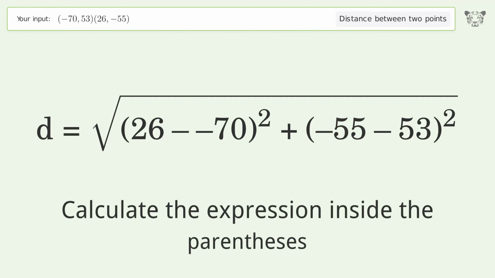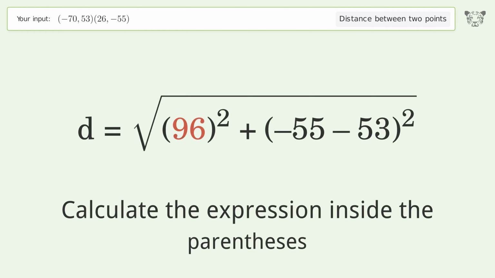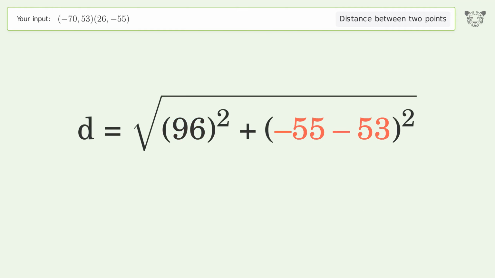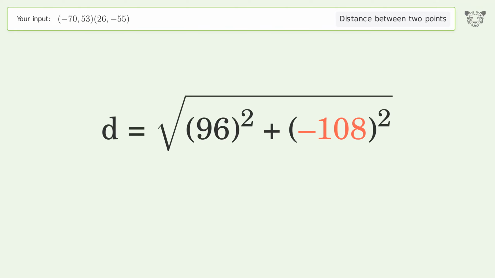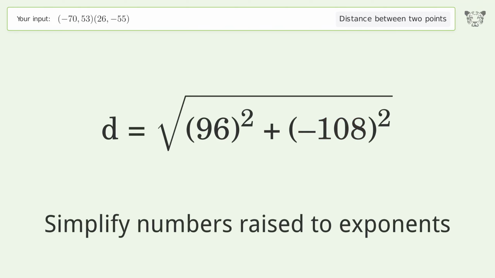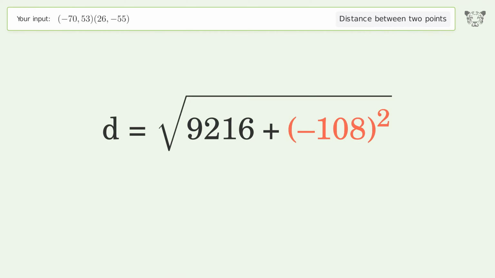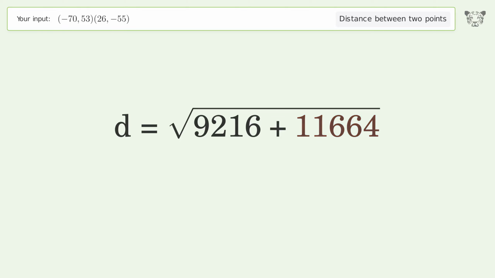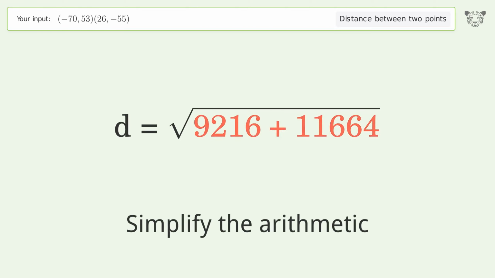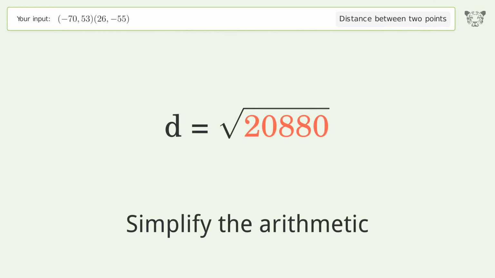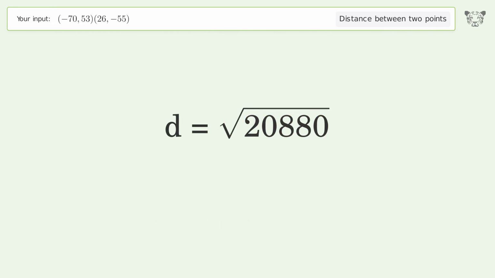Calculate the expression inside the parentheses. Simplify numbers raised to exponents. Simplify the arithmetic. And so the distance between the 2 points is the square root of 20,880, or 144.499.